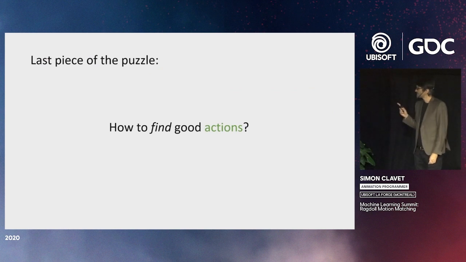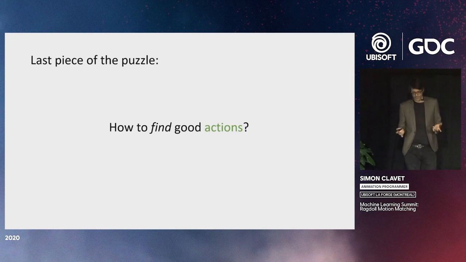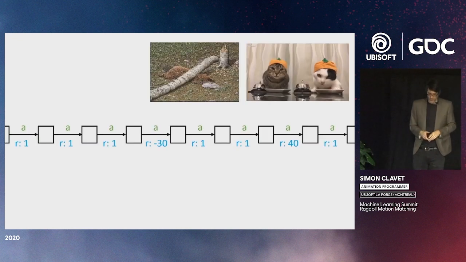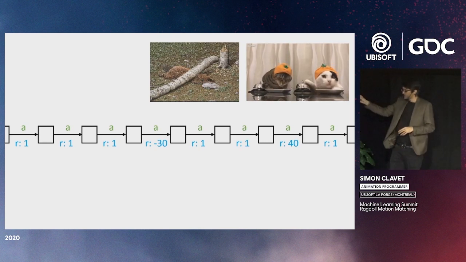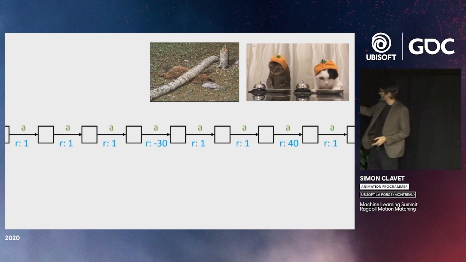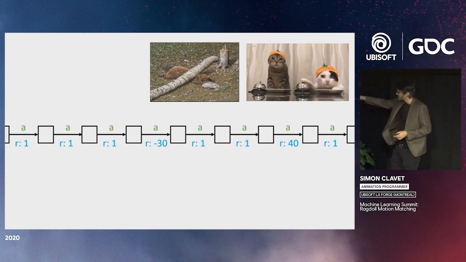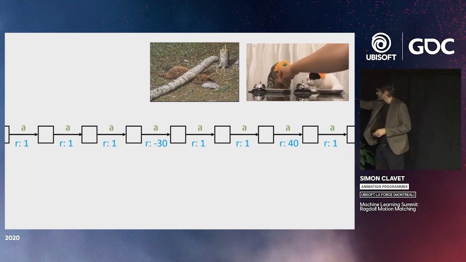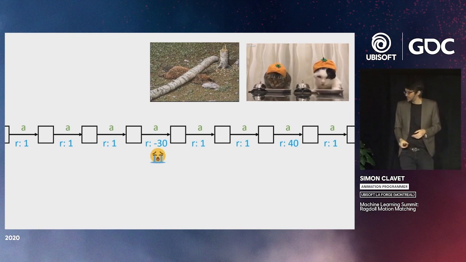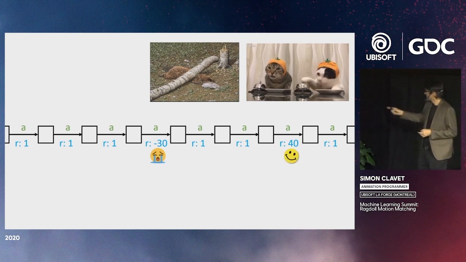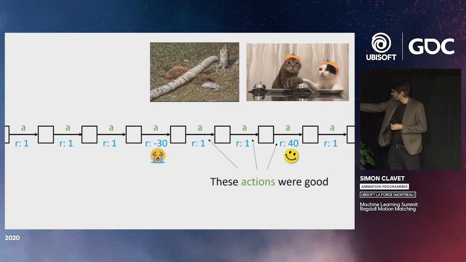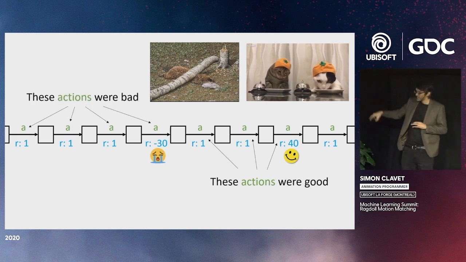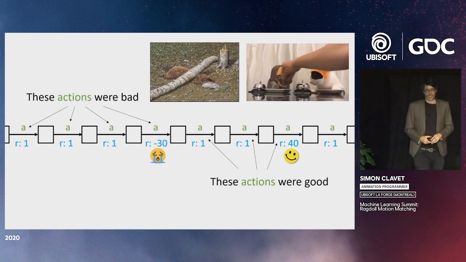So the last little piece of the puzzle: how to find good actions. There are lots of things to think about. Let's look back at our little cats and our little beaver there, but let's look at one trajectory. Different actions. Let's say all the little A's are different actions, and you get different rewards. Look at the little rewards. You got a minus 30 there, that means that's bad. And the 40 there, that's fun. So it probably means that the actions that led to the good reward were good, and the bad actions before the big bad reward were bad actions.